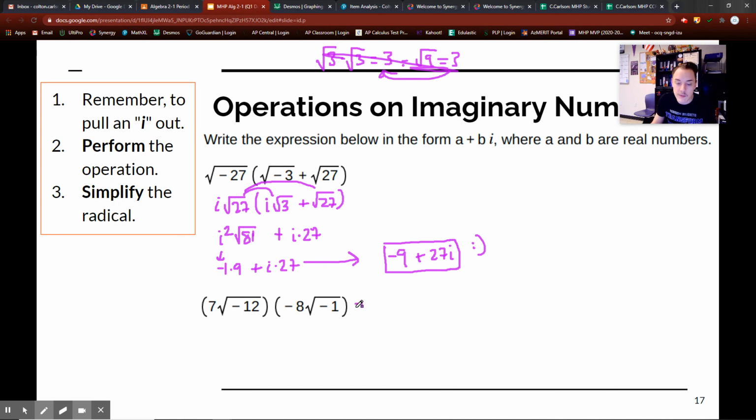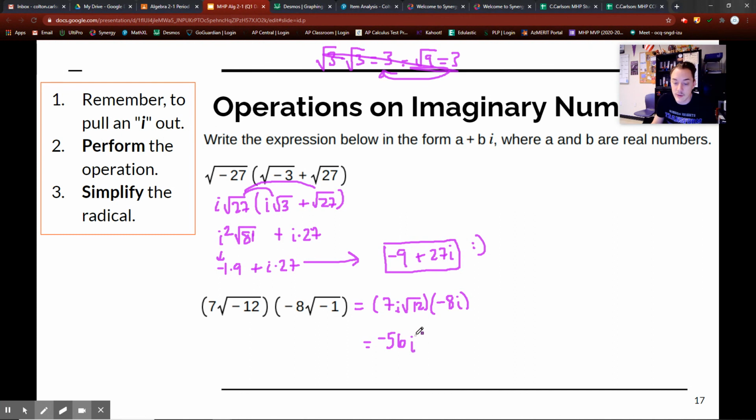Now this one is a little bit more tricky, but it's okay because it just multiplies everything together. So I'm going to first pull out an i, so this is going to be 7, keeping in parentheses, i, and then radical 12. And then this is just going to be -8, and this is awesome because radical -1 is just straight up i. I don't need to do anything else. And radical 1 is just 1, and then radical -1 is just i. Now when I multiply this through, I have -8 times 7, which is -56. Take it one step at a time. -8 times 7 is -56.